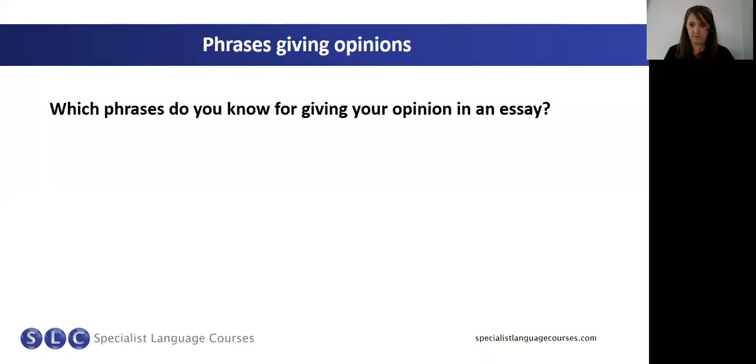So let's share our ideas. What phrases do you use when you want to give your opinion in an IELTS essay, task 2? Good. So we have a variety of phrases. We have in my view, in my opinion, from my point of view. We would often say as I see it. Good. So these are some good phrases that you can use in an IELTS essay to express your opinion.